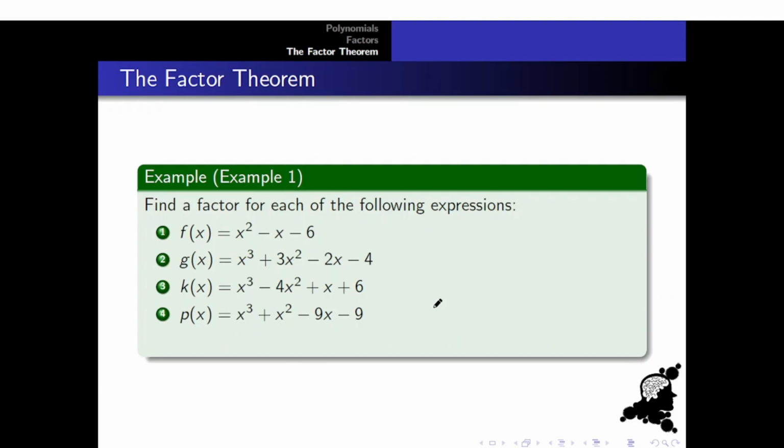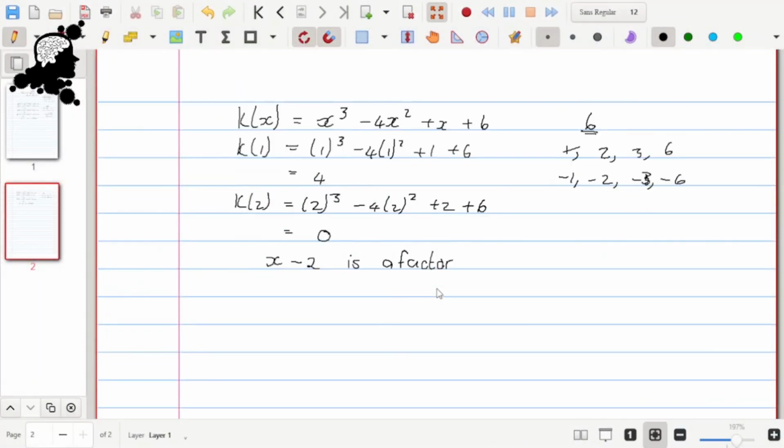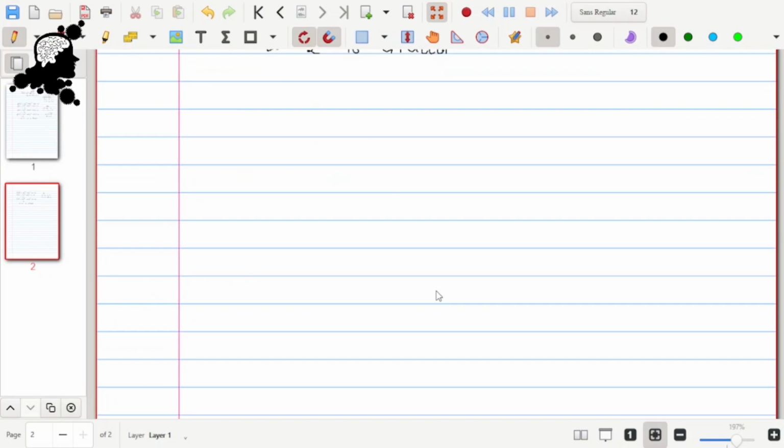So in the next question, we've got p of x is equals to x cubed plus x squared minus 9x minus 9. So let's go back to the writing pad and let's have a look at how we would do this one. So our expression is p of x is equals to x cubed plus x squared minus 9x minus 9.